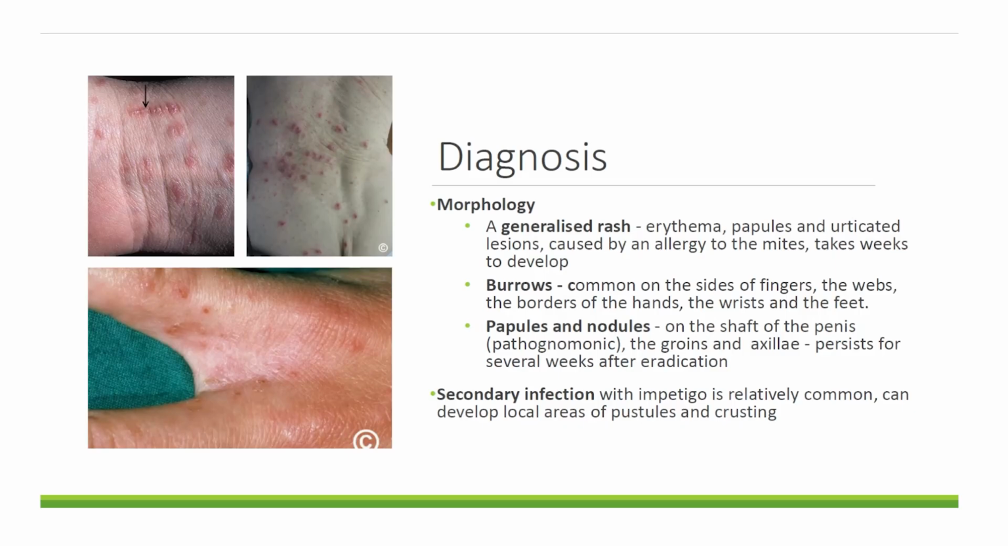Moving on to diagnosis, patients usually present with a generalised rash with erythema, papules and urticated lesions, and these are caused by an allergy to the mite and the products of the mite, and it takes weeks to develop. We commonly see burrows, and these are on the sides of the fingers, the webs, the borders of the hands, the wrists, and the feet.